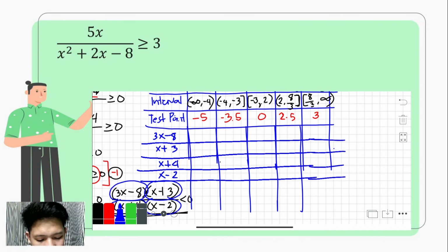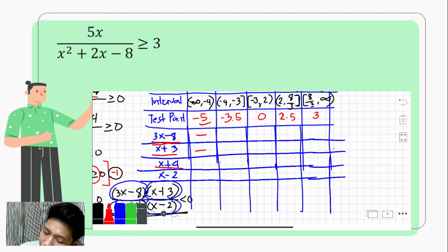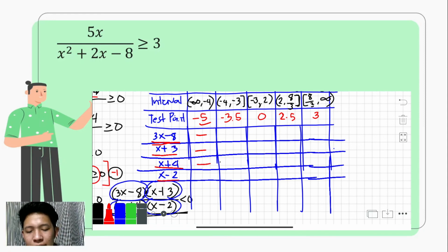Okay. So, if we're going to test this, kapag ito negative 5, nilagay natin dito. Negative 5 times 3, negative 15 minus 8, negative 23. So, that's negative. Then, negative 5, substitute kay x plus 3. That's negative 5 plus 3, that's negative 2. So, negative. And then, we have negative 5 plus 4, that would be negative 1. So, negative ulit. And then, negative 5 minus 2, that would be negative 7. So, negative ulit. Okay? And then, we have negative times negative, positive. And then, positive times negative, negative. And then negative times negative, that is positive. Hence, the last would be positive.